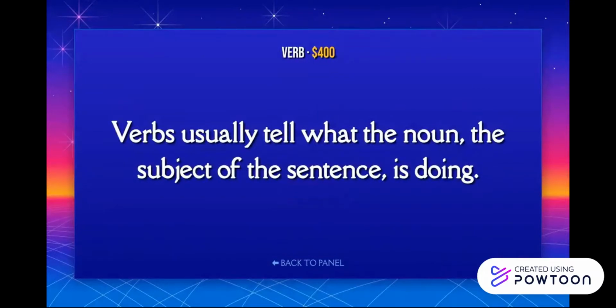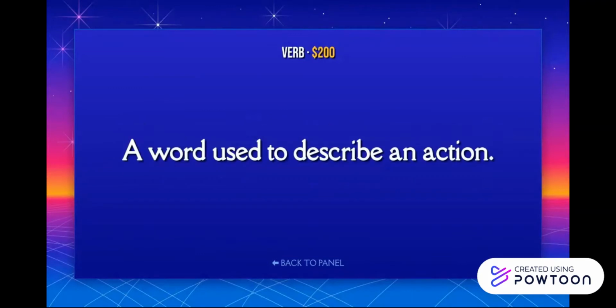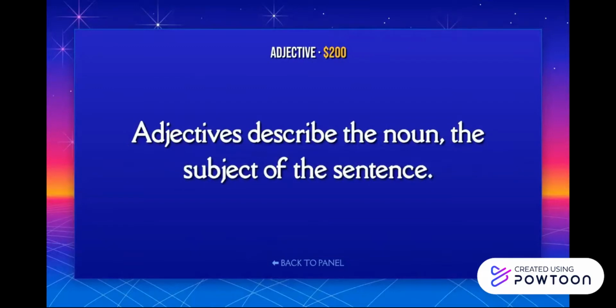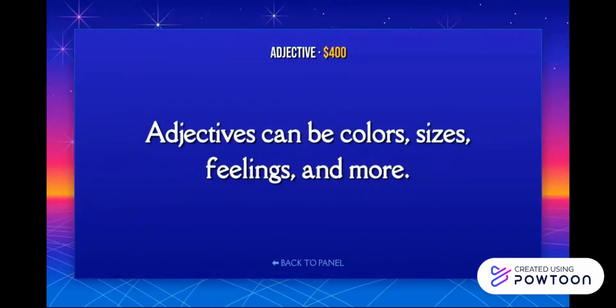Verbs, our next category, usually tell what the noun or the subject of the sentence is doing. A verb is a word used to describe an action. Next up, adjectives. Adjectives describe the noun, the subject of the sentence. Adjectives can be colors, sizes, feelings, and more.